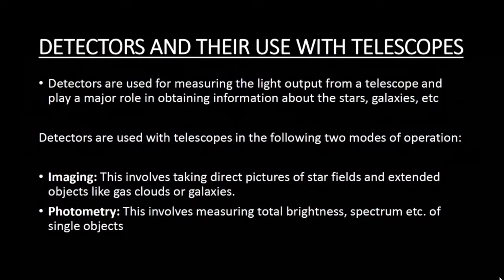So the next topic would be detectors and their use with telescopes. Detectors are used for measuring light output from a telescope and play a very major role in obtaining information about stars, galaxies, etc. The actual light available from the astronomical object, as I said before, is very small, because we are very far from them. Detectors are used with telescopes in the following two modes of operation: imaging and photometry.